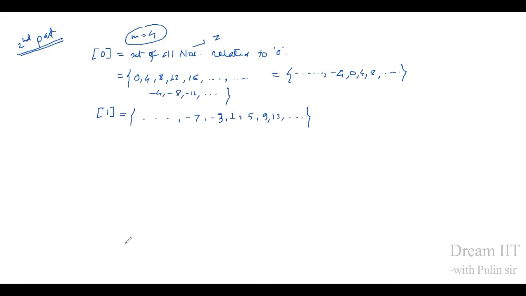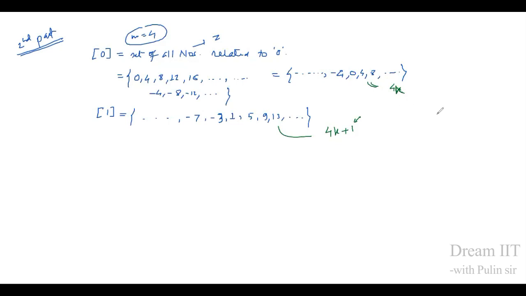Left hand side numbers are obtained by subtracting 4. Right? This is the idea I wanted to highlight. So here you try to see all these numbers are of the form 4 times some k. That is multiple of 4. Here all the numbers, if you observe, are 4 times some k plus 1. That means the remainder is 1 when division by 4 is done.